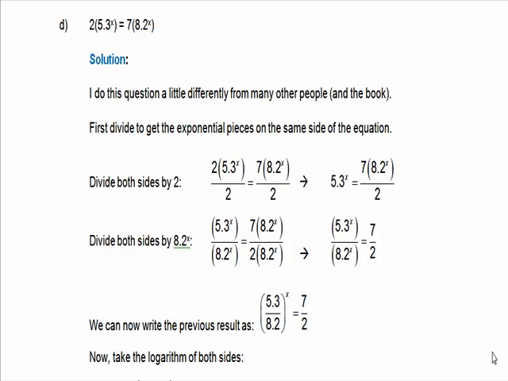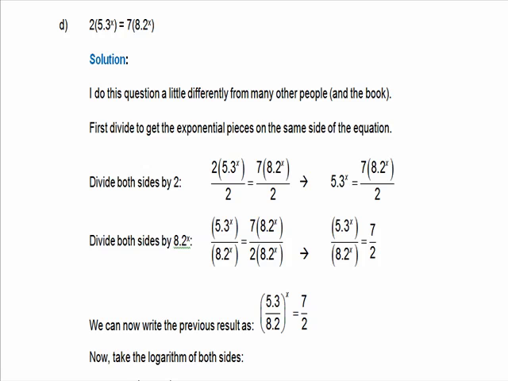Doing so gives me 5.3 to the x divided by 8.2 to the x on the left, and on the right-hand side I have 7 times 8.2 to the x divided by 2 times 8.2 to the x. Now on the right-hand side, the 8.2 to the x's will cancel, leaving me then with an equation that says 5.3 to the x over 8.2 to the x equals 7/2.